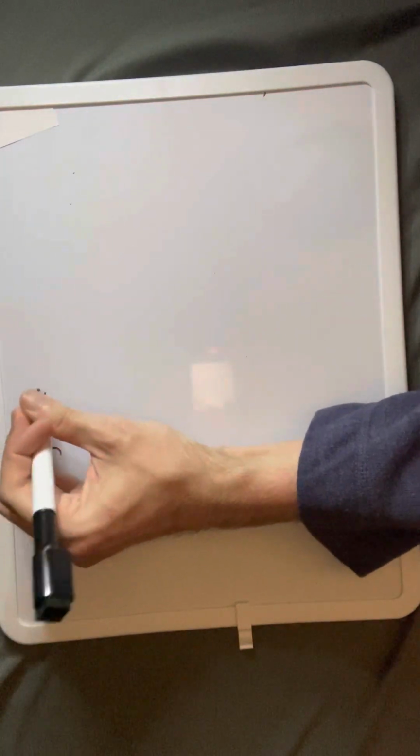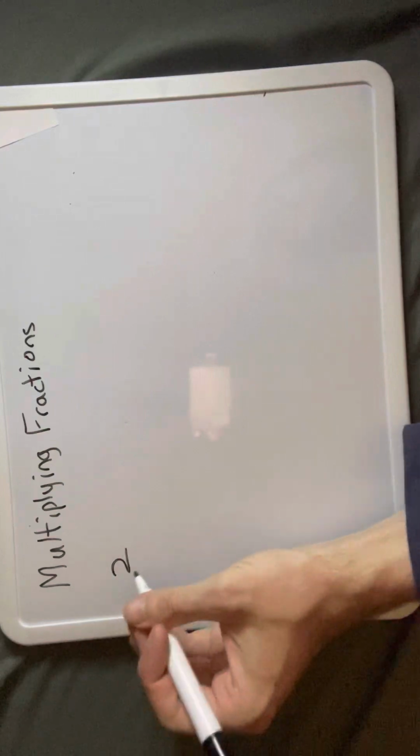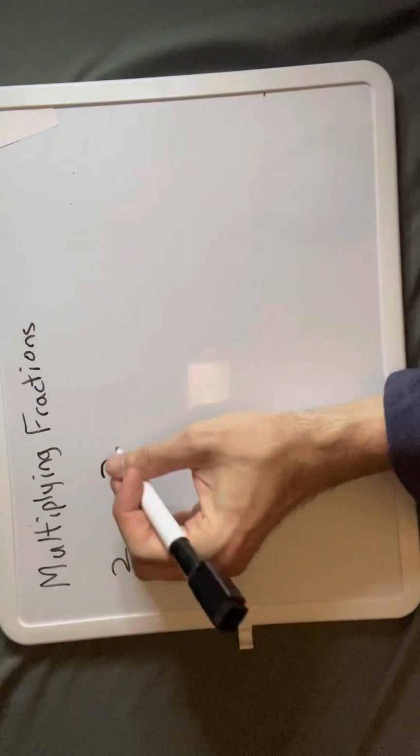Now, like I mentioned, we're going to be doing multiplying fractions. But how do we go about doing that? What do we do when we multiply fractions? Well, let's look at an equation first off. So say I had 2 over 3 times 2 over 5. What would I do?